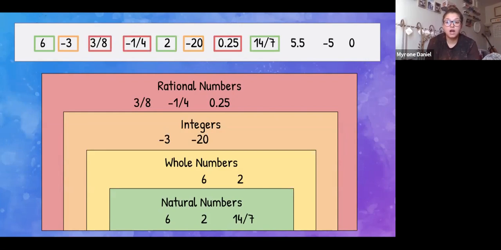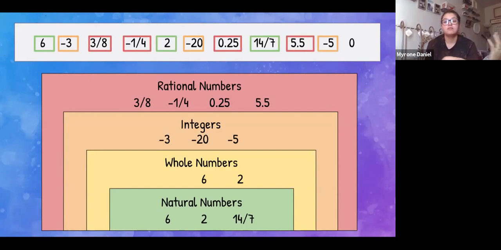Our next one is 5.5 or 5 5/10. That one has a decimal, and so that one should go in the rational numbers. Our next number is -5. It is a negative number. That means it's an integer, so it's going to go into the integer section. And what is 0? 0 is not a natural number, but it is a whole number.